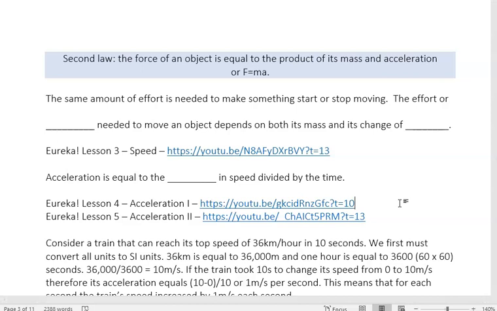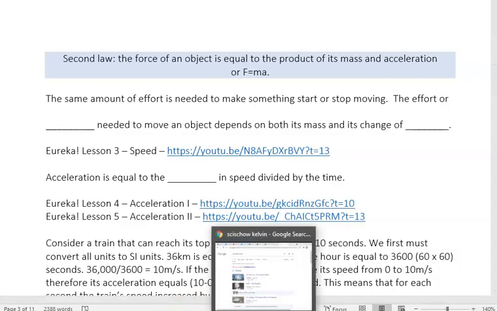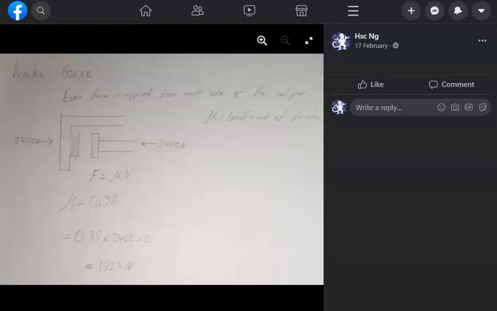This is why when people sell cars, they're very interested in selling your car based on how quickly it can accelerate, how quickly that car can accelerate up to the desired speed.